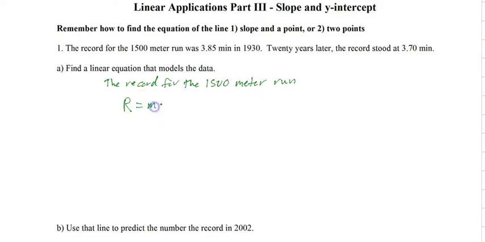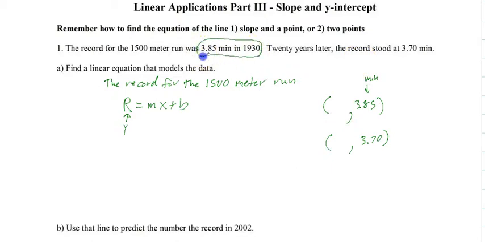And we're looking for mx plus b. So it's y equals mx plus b. This is our y value. So since these are fixed points, when we make them, it has to be 3.85 for the y coordinate and 3.7 for the y coordinate, because that is what the whole problem is about, the record. Alright, so these are our minutes. And the other thing we have here is years. So this is one coordinate. It's a fixed point. And this is the other fixed point right there.